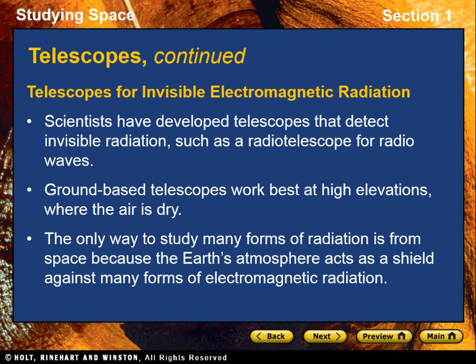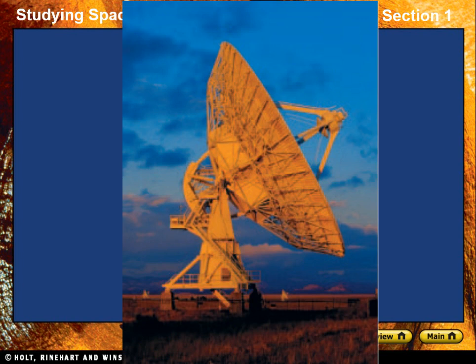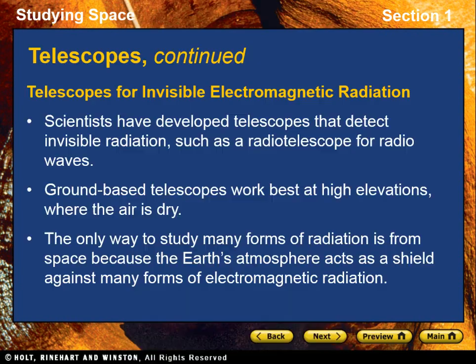Telescopes for invisible electromagnetic radiation. Each type of electromagnetic radiation provides scientists with information about objects in space. Scientists have developed telescopes that detect invisible radiation. For example, a radiotelescope, such as the one shown on the screen now, detects radio waves. There are also telescopes that detect gamma rays, X-rays, and infrared rays.